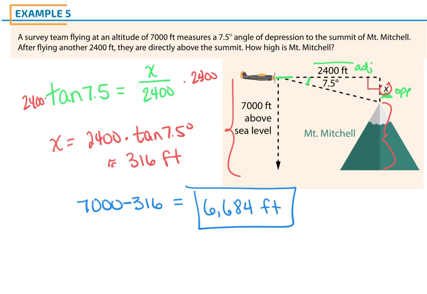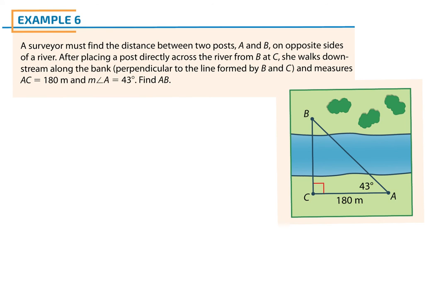So make sure you know what you're looking for and when you need what you need. All right? So that's an angle of depression. All right? Let's look at the next problem, example 6, and then we're going to do a word problem. This is another place where this is used. This is used all the time for surveying.